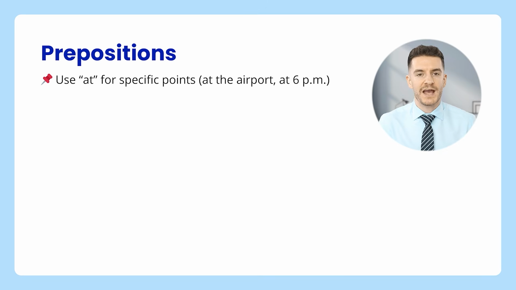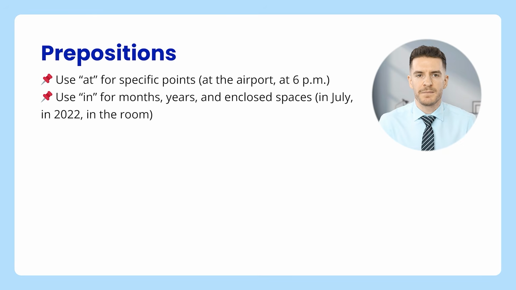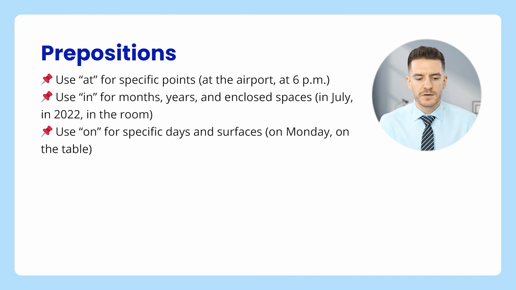When it comes to at, we use at to talk about specific points. So for example, at the airport, at 6 p.m. We use in for months, years, and enclosed spaces. So for example, in July, in 2022, in the room. Now, when it comes to on, we use on for specific days or on surfaces. So for example, on Monday or on the table.